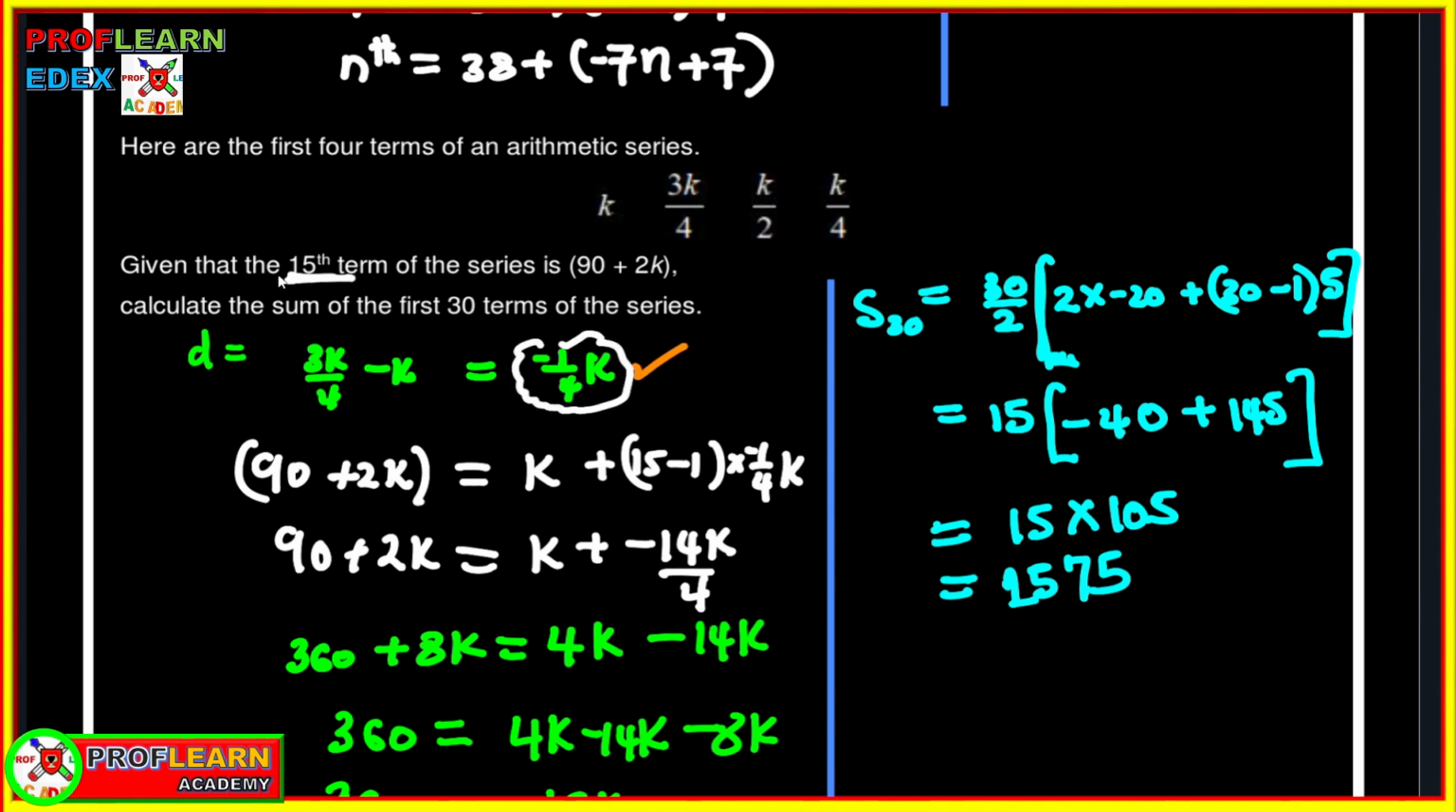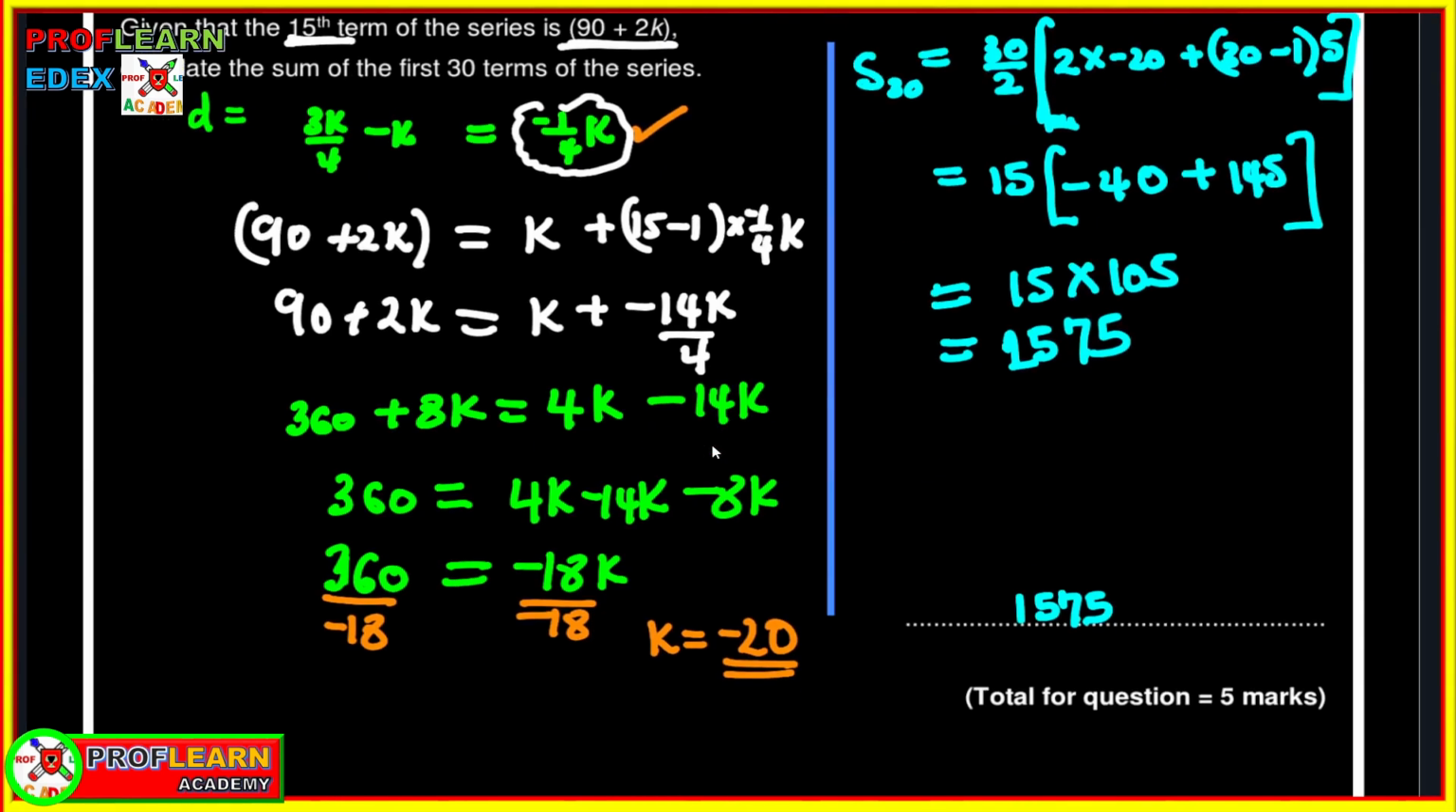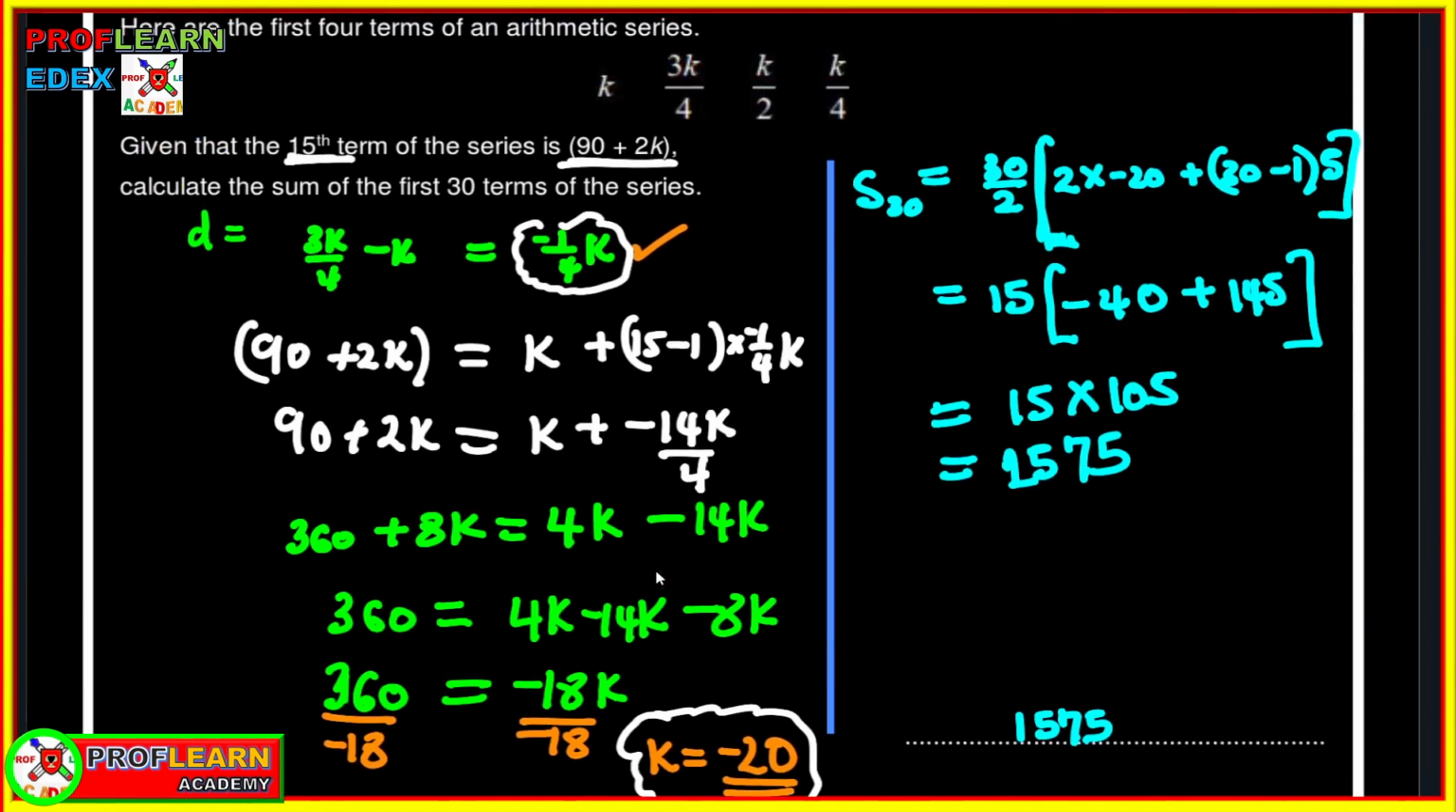You are told that the 15th term of the series is this, so we can say the 15th term is k plus (n minus 1), where n is 15, so 15 minus 1, times the common difference. If we work it out and substitute everything that we have, our k is going to simplify to negative 20. Now we are told to calculate the sum of the first 30 terms of the series.